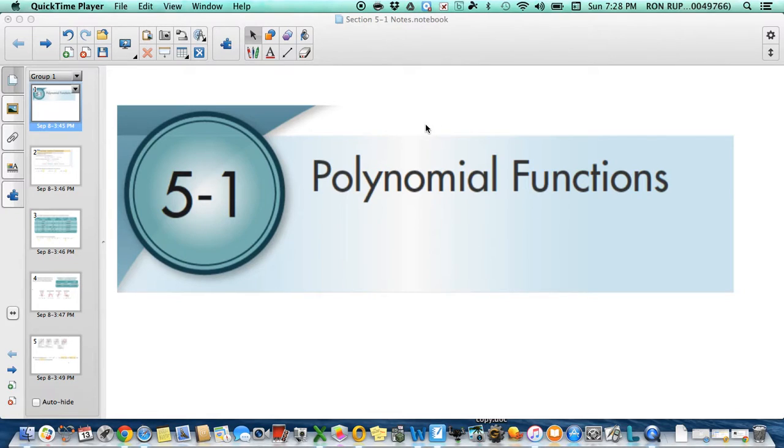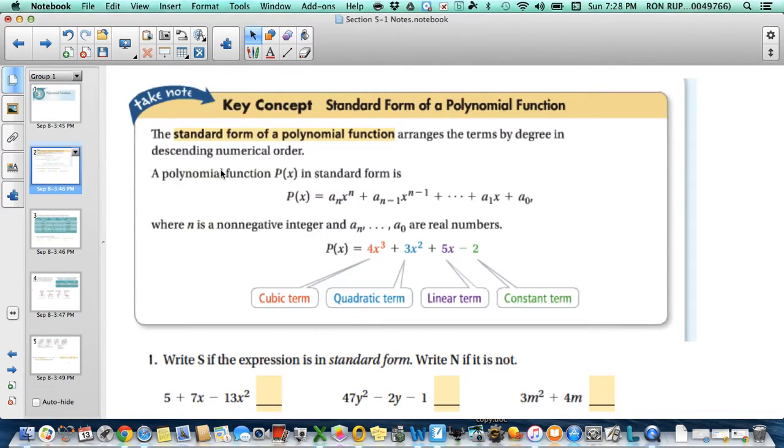Okay, for the first video today, since I'm out with a sub, we're going to re-go over 5.1. We covered it a couple chapters ago, I think module 2. And what it is basically classifying polynomials after they're in standard form, examining end behavior, and thinking of maximum number of turns. So remember, the standard form of a polynomial, you just put it in order.